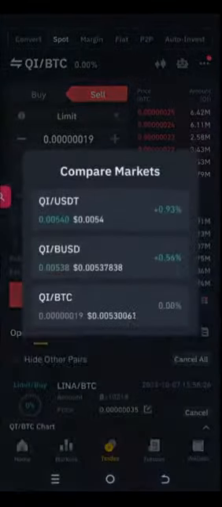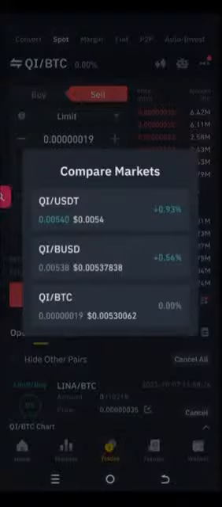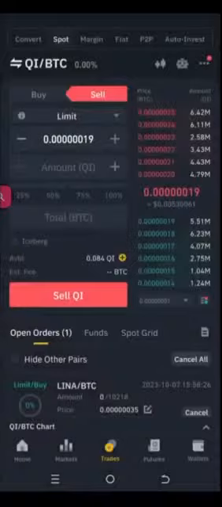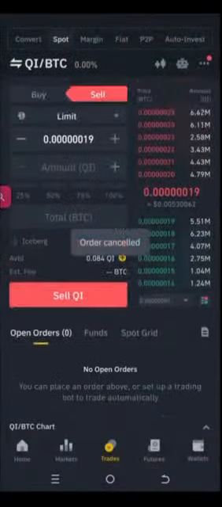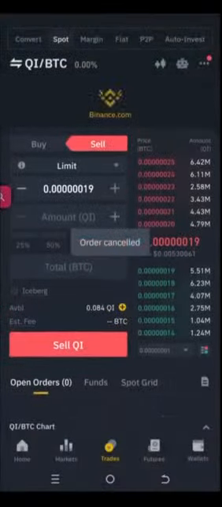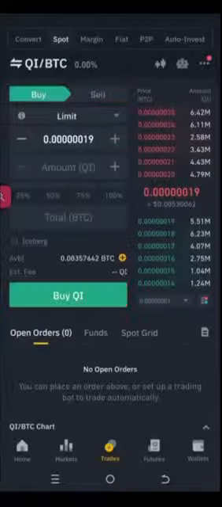So let's quickly do a simulation and see what we will get. This is QI BTC. So what will I have left? Let's just cancel it and see what it will give us. If it's not going to be favorable, we'll just go back to Lena BTC. So let me just cancel at this point. Okay, so we'll do a quick simulation and see what we can get here. Let's buy and see how much we can get.